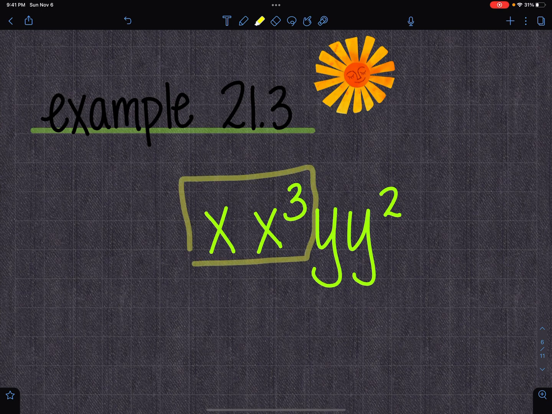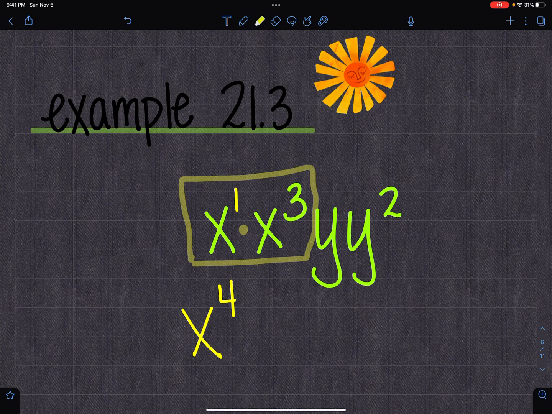I have an x and an x cubed. This is kind of like, we're multiplying these two things together. And since that first x right here has no exponent, I'm just going to add a 1. Okay, so the rule is still the same. I write the base x, and then I add 1 plus 3, so it's 4. That makes total sense to me. Hopefully it makes sense to you.